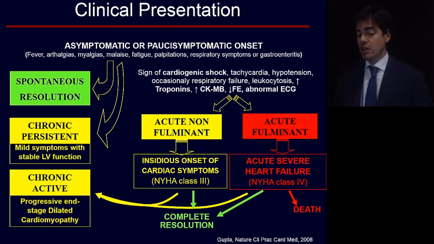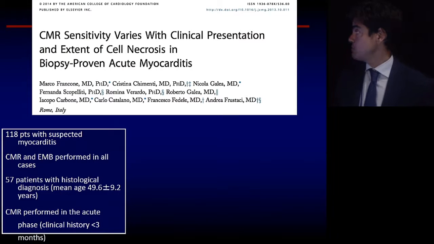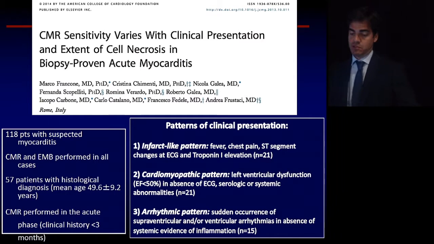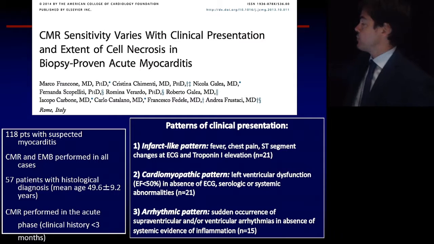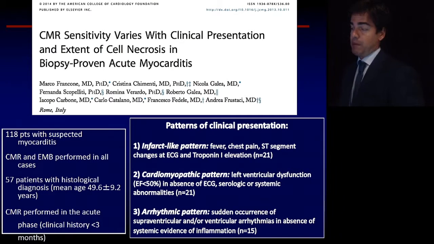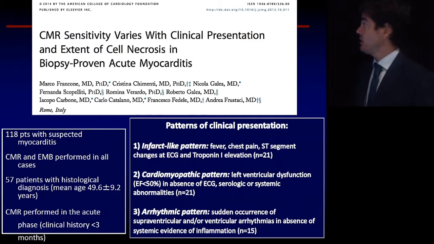So we did another study with 118 patients with suspected myocarditis, and we categorized patients in 3 groups. Keep in mind, because these 3 manifestations have been recognized by the guidelines, and today I'm honored that this paper was considered in the new guidelines of myocarditis, because there are basically 3 possible onsets of disease. The first is the so-called infarct-like pattern, which is exactly what I just told you: chest pain, fever, ST changes, and troponin elevation. Very simple, clear, classic.